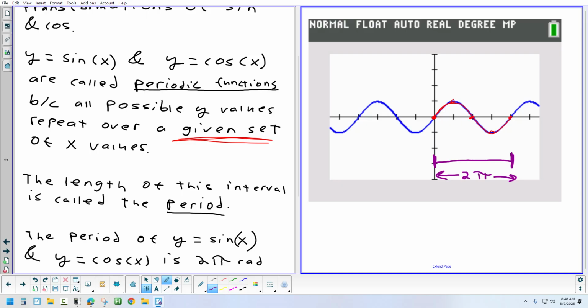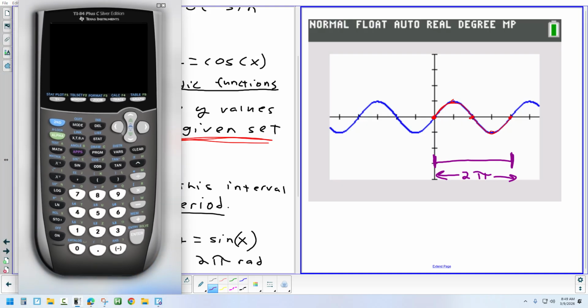What's 2 pi in degrees? 90, that's pi over 2. 180, that's pi. 360? That's 360. Yep. So in degrees, you have to travel 360 units on the x-axis before the wave repeats. In radians, you have to travel 2 pi units on the x-axis before the wave repeats.